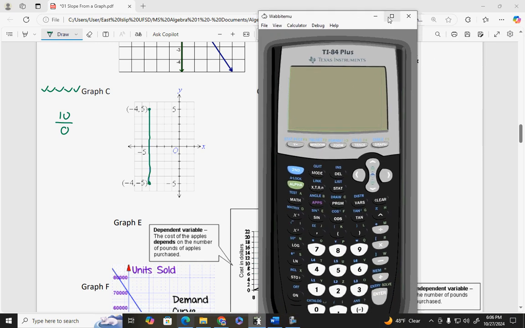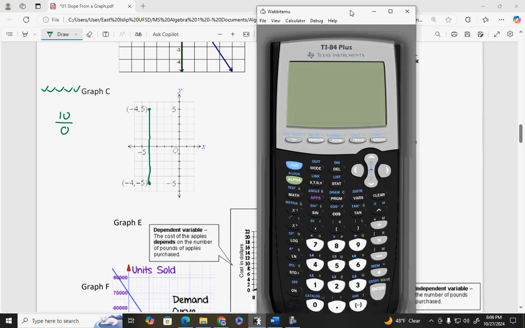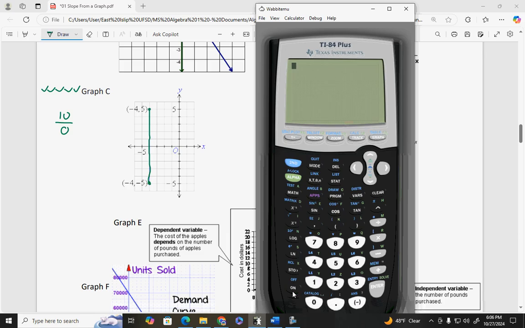Here's my handy dandy calculator. So if you don't know what 10 divided by 0 is, you could test it out. 10 divided by 0 equals, oh my gosh, an error message? What is that? Really, you can't divide by 0.